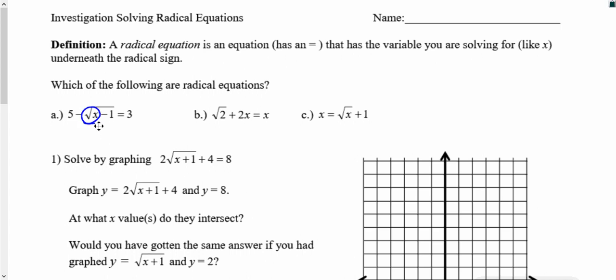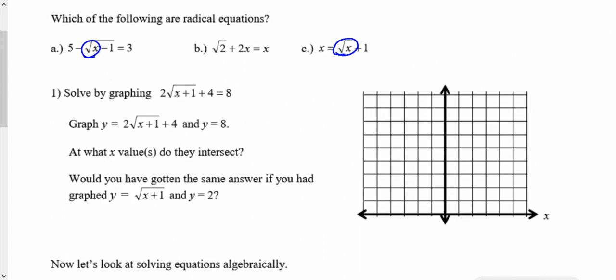So let's look at which of the following of these things are radical equations. In this first equation, there's an x underneath the square root sign, so that is a radical equation. In the second equation, there's a radical, but the only thing underneath is a 2, so that's not a radical equation. This is just a standard linear equation because the x's are just plain old x's. In the third equation there's an x that's inside the radical and one that's outside, but this x that's inside the radical is enough to make it a radical equation.